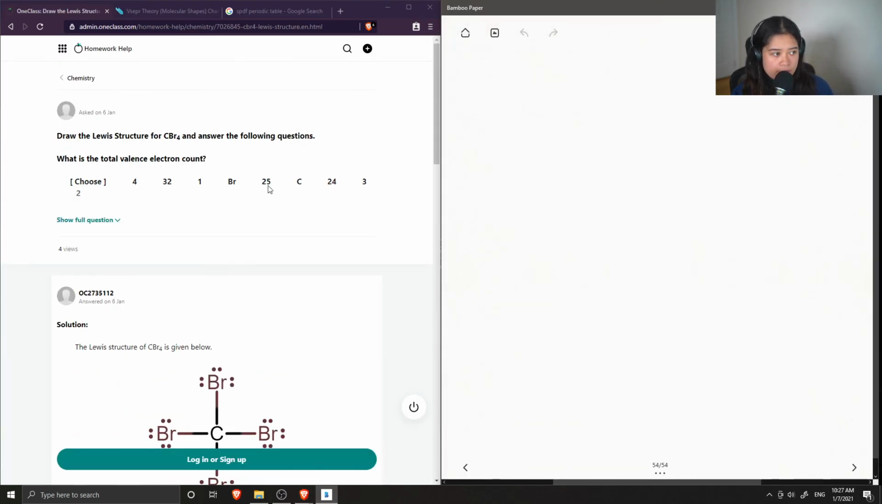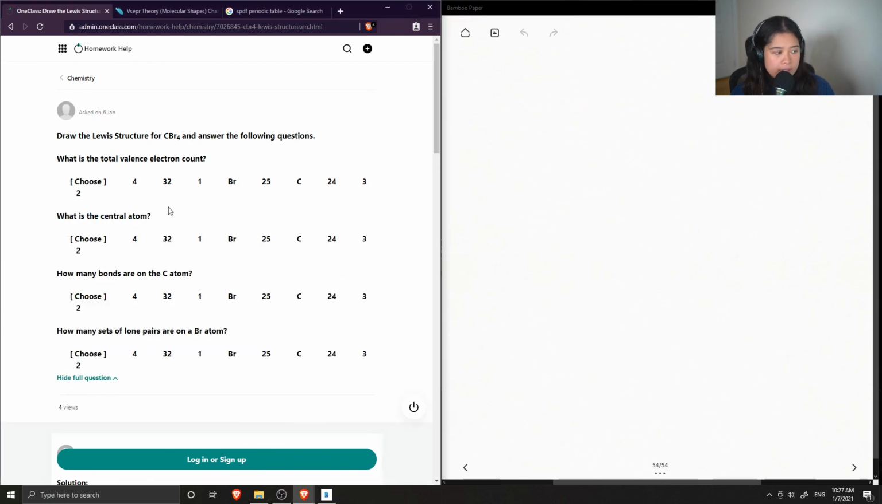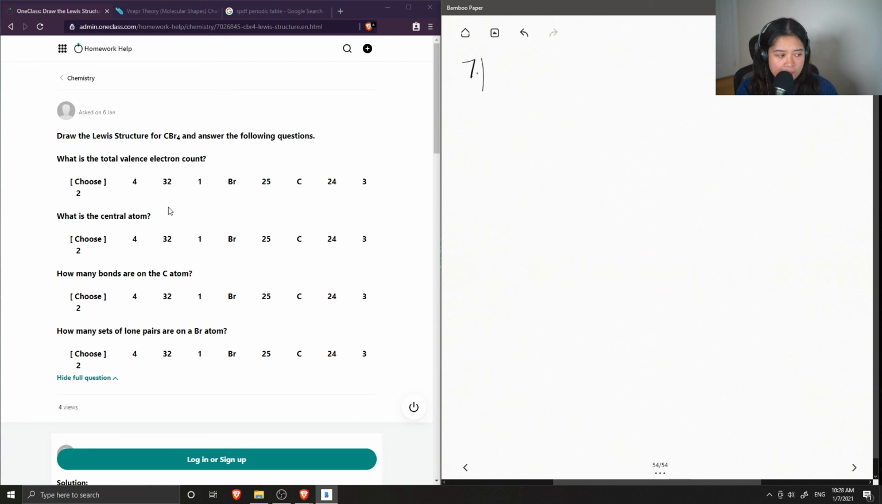Okay, so question number 7. Draw the Lewis structure of carbon tetrabromide and answer the following questions. What is the total valence electron count? What is the central atom? How many bonds are on the carbon atom? How many sets of lone pairs are on a bromine atom?